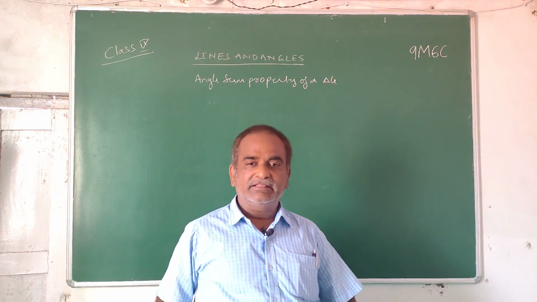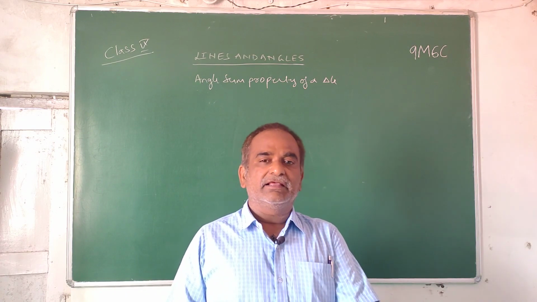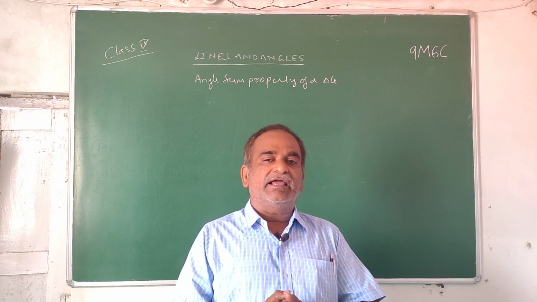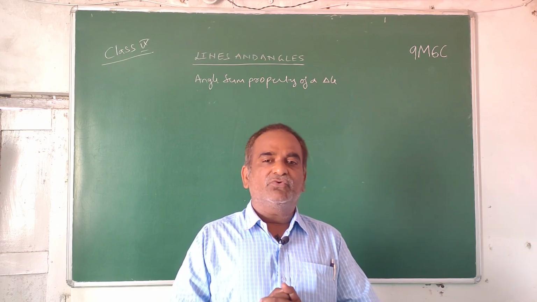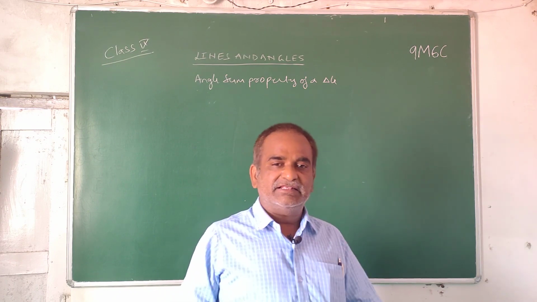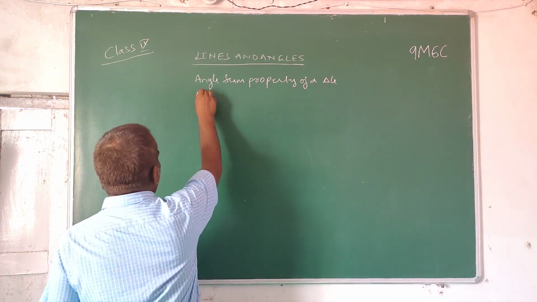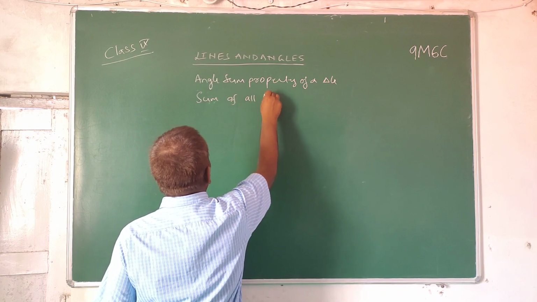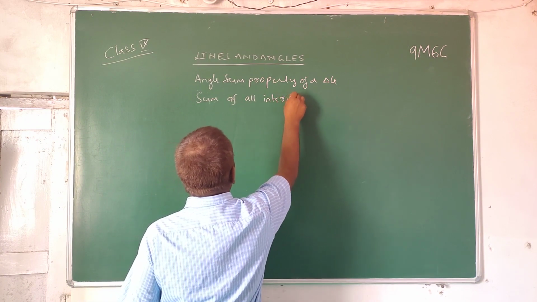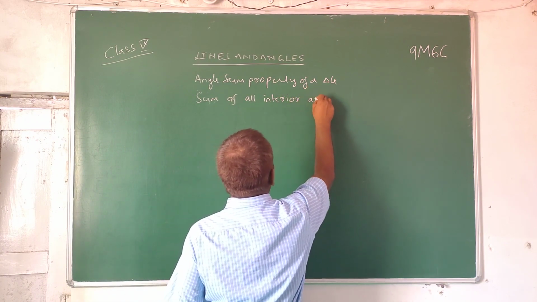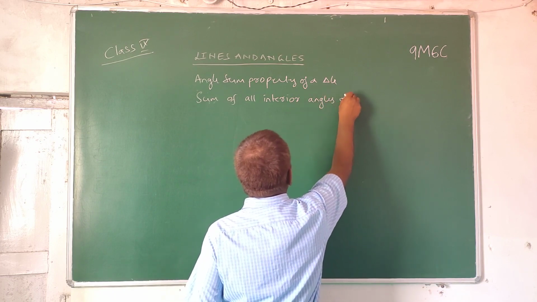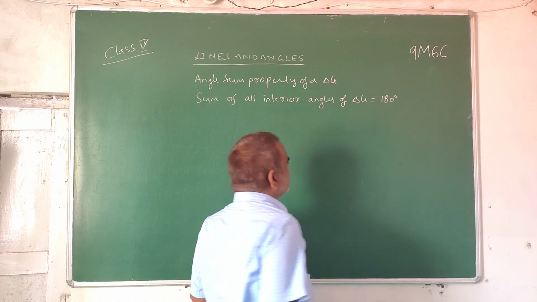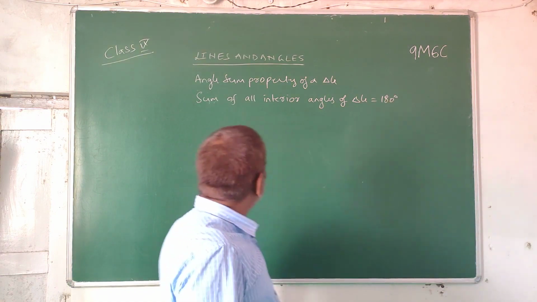So what is the angle sum property of a triangle? The sum of the three interior angles of a triangle is equal to 180 degrees. This is the statement. So the statement is: the sum of all interior angles of a triangle is equal to 180 degrees. So this is the theorem.